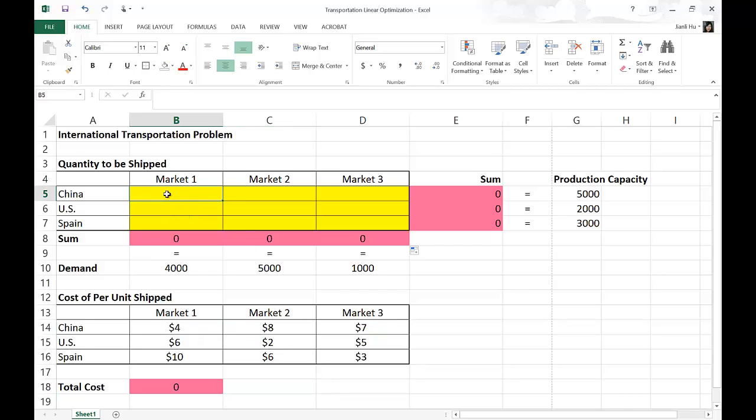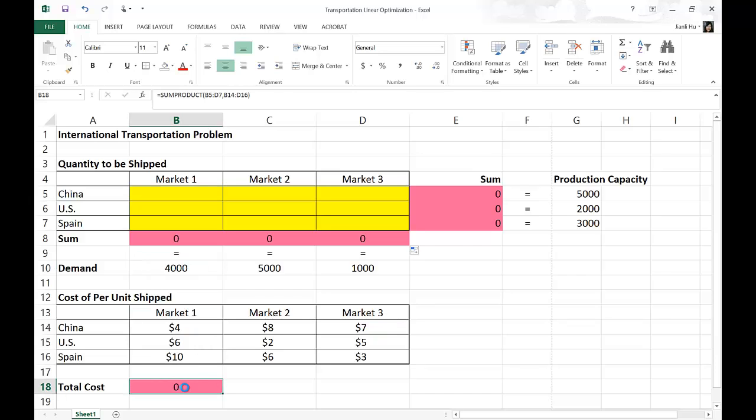Well, there are many ways we can send. For example, you can send 1,000 units from China to market 1, 2,000 from China to market 2, 2,000 from China to market 3, and that should be equal to 5,000 total production. But that may not help, because in this case you're sending too much from China to market 3, because market 3 only needs 1,000 units. So we don't want to worry too much here. So far, let's leave it blank.